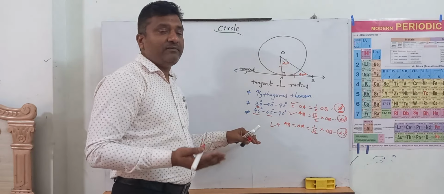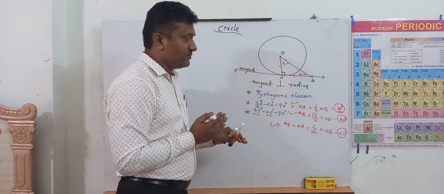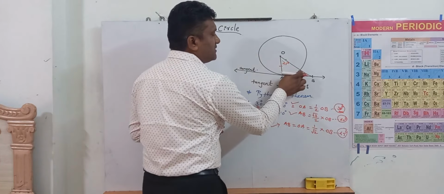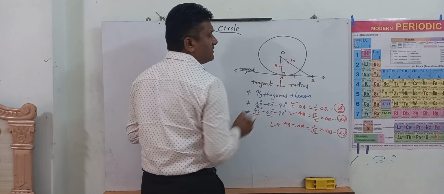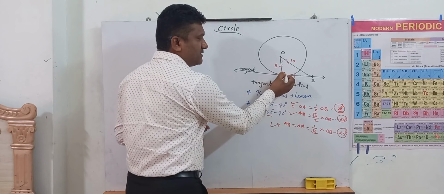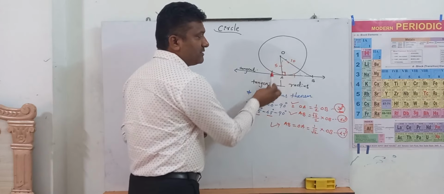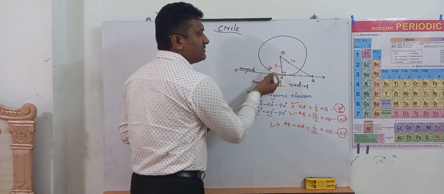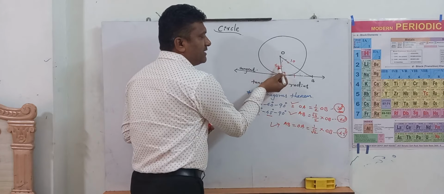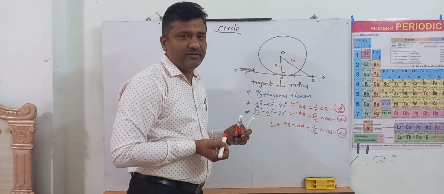Okay, and it can be asked in a reverse manner also. Sometimes it is mentioned like this. For example, this is given 5 and this is given 10. We know that this is 90 degree. Now look, this side is given 5, that is the radius of the circle is given 5, and this is given 10. It is straightforward, we can see that this side is half of the hypotenuse.